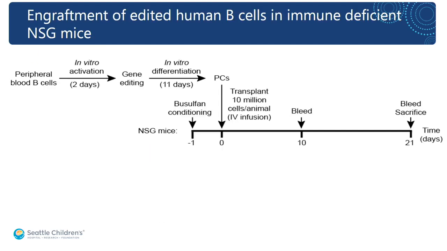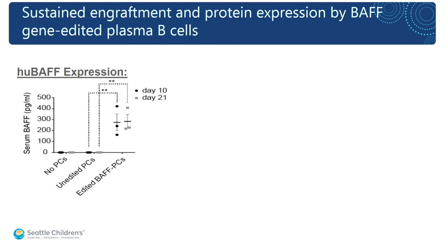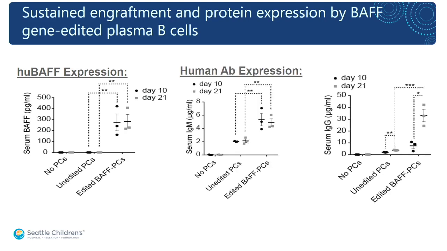And if I jump way ahead, I'll just show you that we've also done this for factor 9, and we can express factor 9. But when we take these plasma cells which were edited to express BAFF, and we introduce them into an immune deficient mouse, which doesn't have any of the cytokines that are normally present to allow survival of a human B cell, those cells engraft and secrete BAFF. They also secrete higher levels of antibodies than unedited cells, both IgM and IgG, and they can do this for up to at least a month in culture.